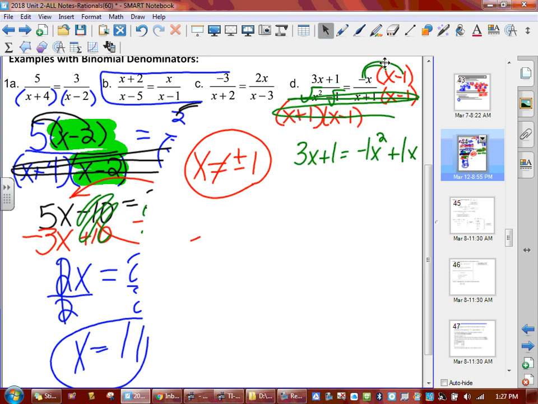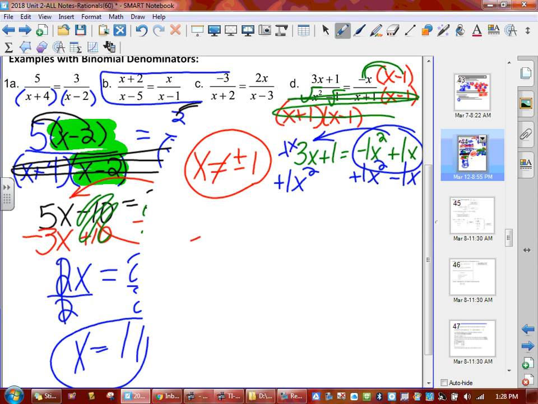All right, so those guys are going to go to the right. So they're going to go opposite side. So positive 1x squared, positive 1x squared, minus 1x, minus 1x. Now we're going to add the x's together on the other side. So we're going to get x squared plus 2x plus 1 equals 0.